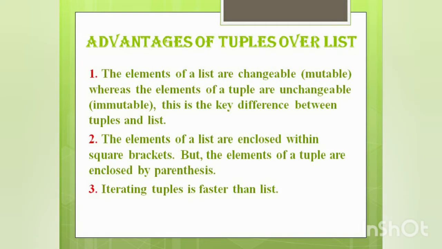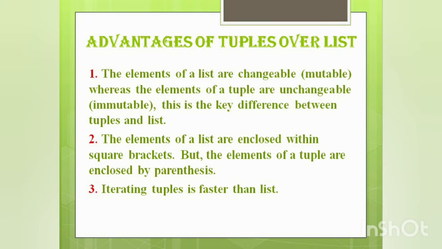Now we'll see the advantages of tuples over lists. First, the elements of a list are changeable, that is mutable, whereas the elements of a tuple are unchangeable, that is immutable. This is the key difference between tuple and list. The elements of a list are enclosed within square brackets, but the elements of a tuple are enclosed by parentheses. Third, iterating tuples is faster than lists. If you are using a for loop or while loop, iterating a tuple is faster than a list.